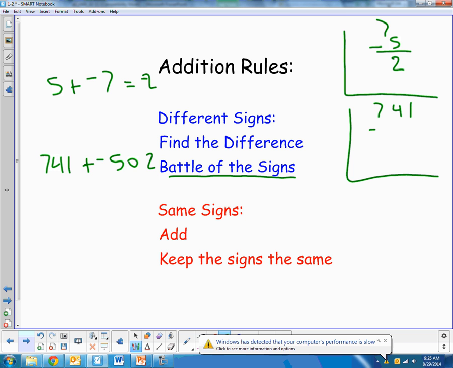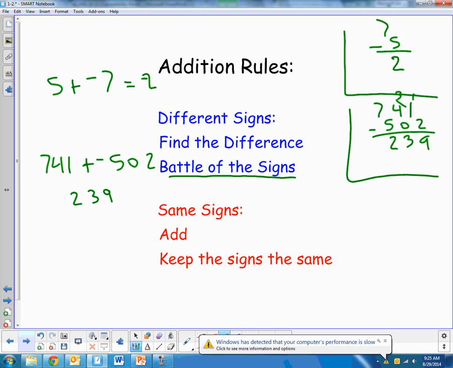741 minus 502. You'll notice my smartboard's a little off calibration, but if I subtract it, I'm going to have to borrow. So I'm going to get 3, 11, 11 minus 2, I'm going to get 9. 3 minus 0, I'm going to get 3. 7 minus 5, okay, so 239. So I found the difference, 239. Now I have to decide if that's going to be a positive 239 or a negative 239.